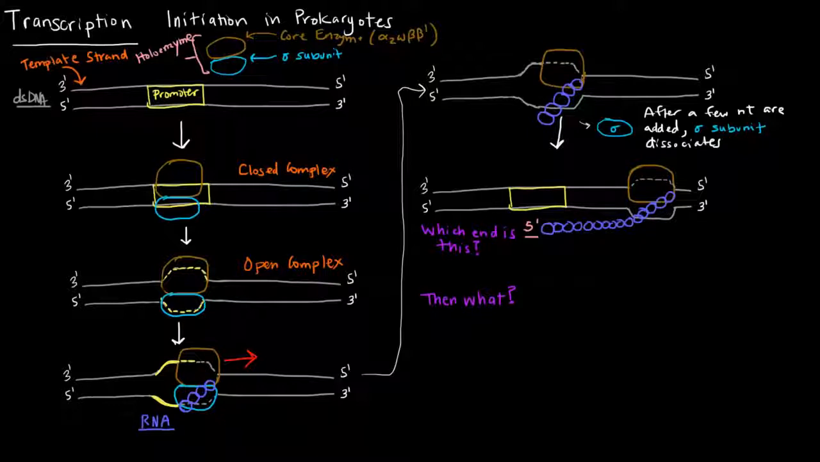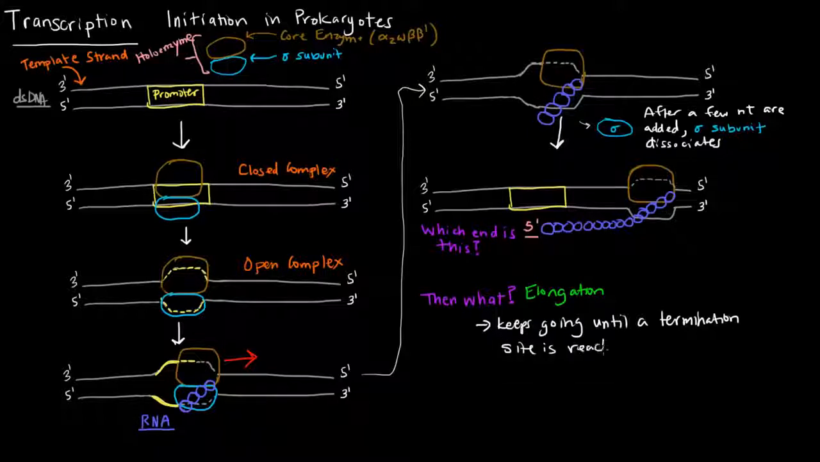So then what? Then what happens? Well, then it's elongation. Elongation is just the idea that this RNA polymerase is going to continue adding nucleotides. It's going to keep adding nucleotides. And when I say keeps going, I'm talking about the core enzyme. It keeps going until a termination site is reached. And that's about it for initiation of transcription in prokaryotes.